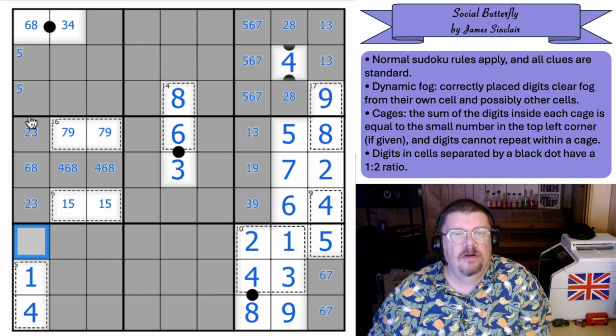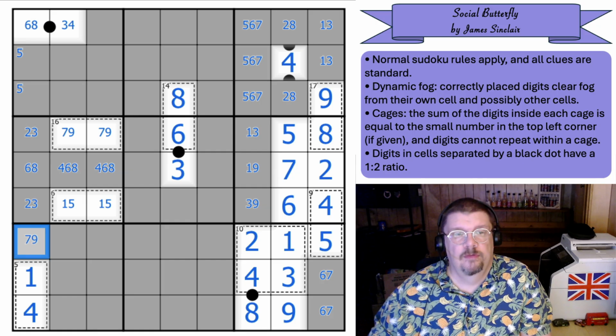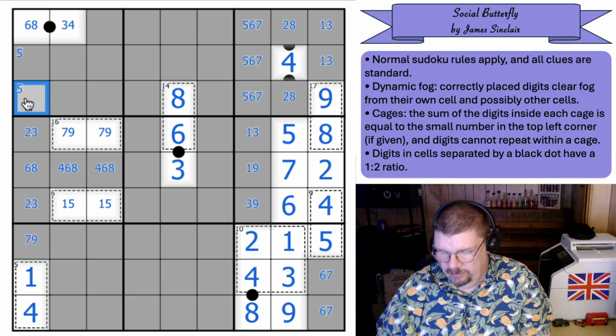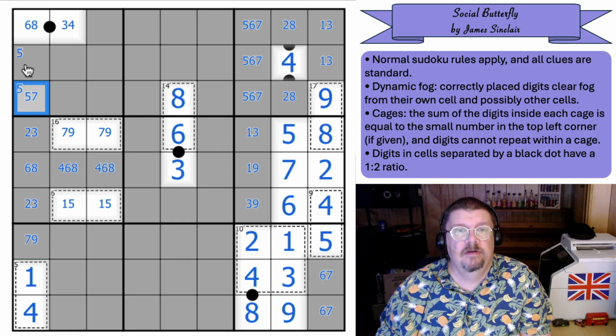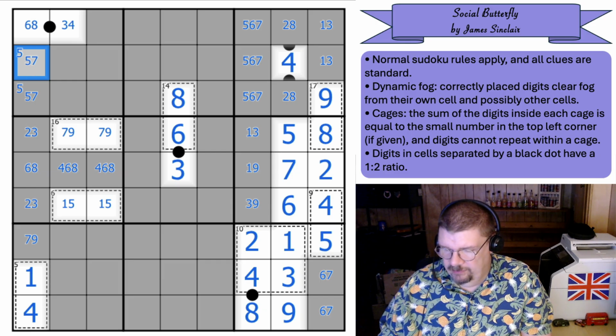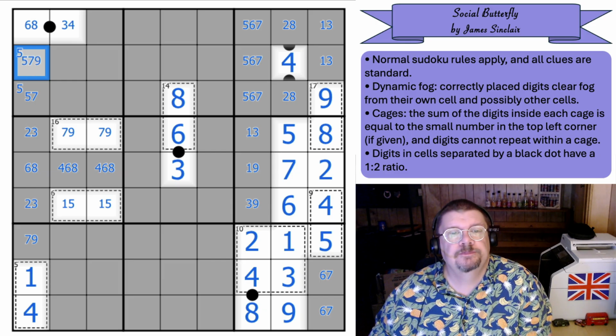So in this column, we are missing 5, 7, and 9. So that is 7 or 9. That is 5 or 7. That is 5, 7, or 9.